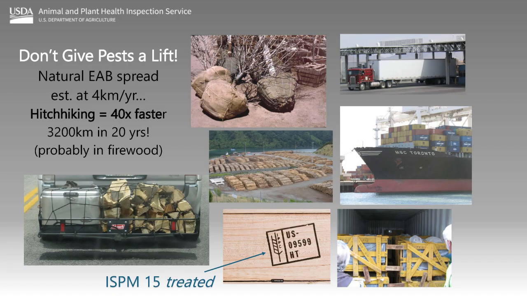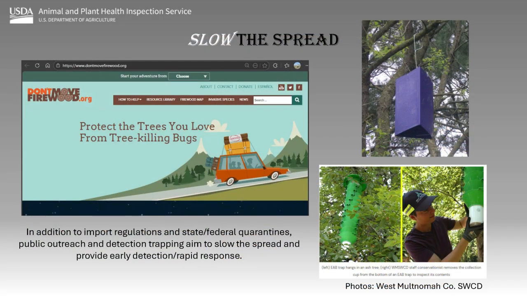We now have international standards for treatment of that wood, solid wood packing material. It must be heat treated or fumigated. That's for international regulations. We also have strict requirements for plant imports. Within the U.S., quarantines and treatment requirements are harder to enforce. We have had them for EAB for 20 years, but sadly, we're just trying to slow the spread, and we continue to do that. In addition to import regulations and state and federal quarantines, public outreach and detection trapping aim to slow the spread and provide early detection, rapid response opportunities.